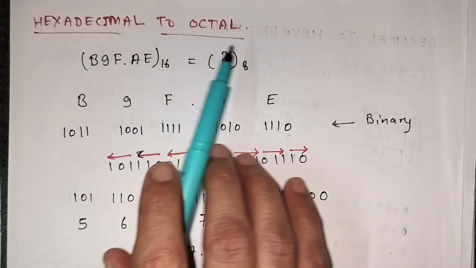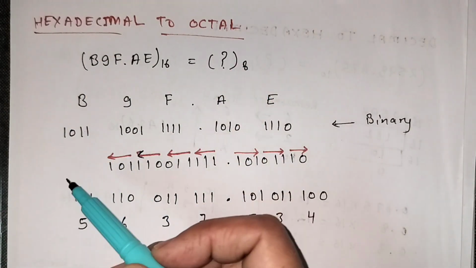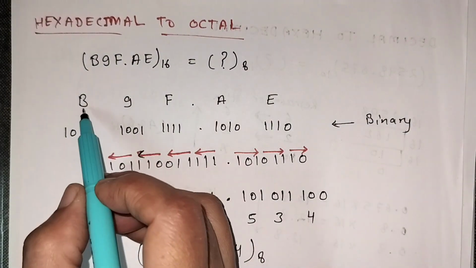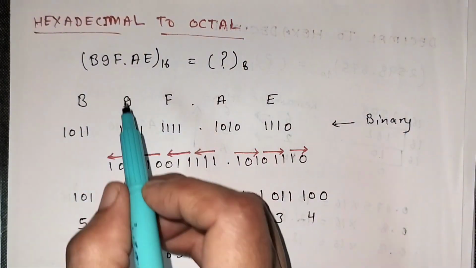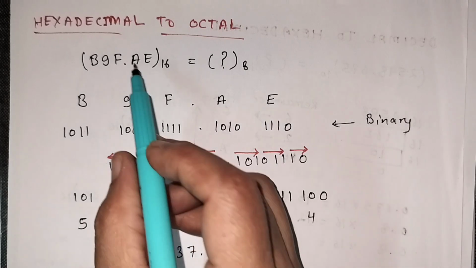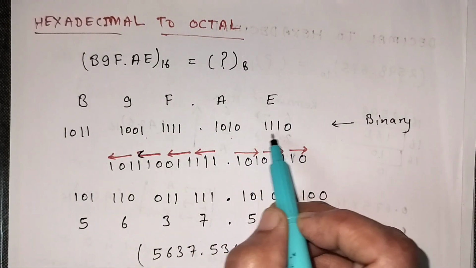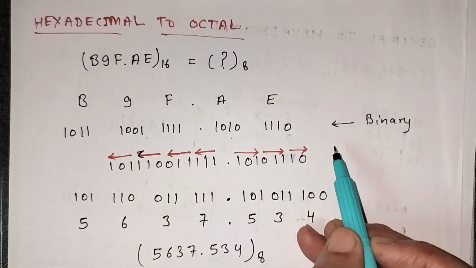Now we will learn hexadecimal to octal conversion. First we will write the binary number for each hexadecimal digit. So for B it is 1011, for 9 it is 1001 and for F it is this, for A it is this and for E it is this number. These are the binary numbers.